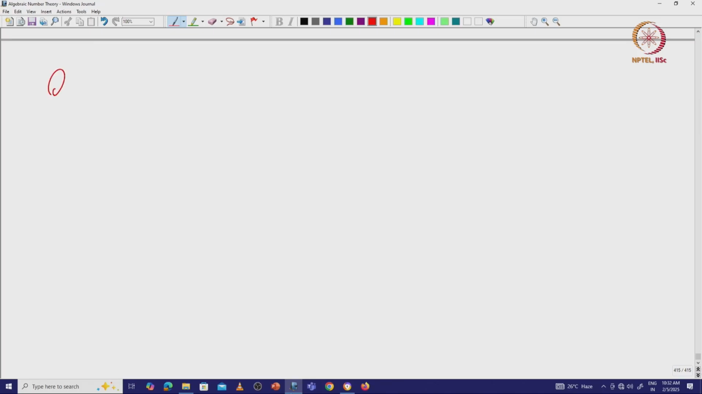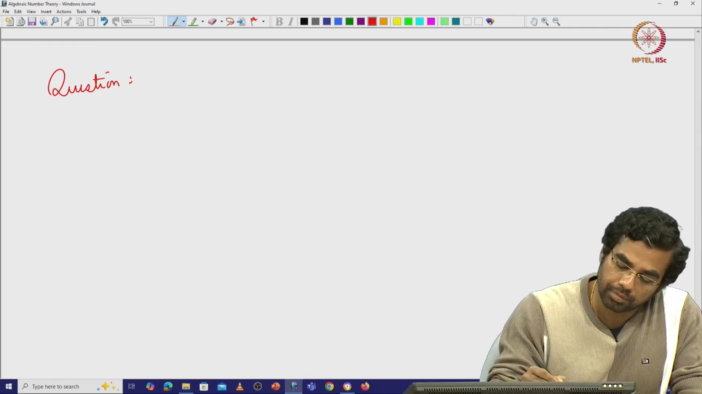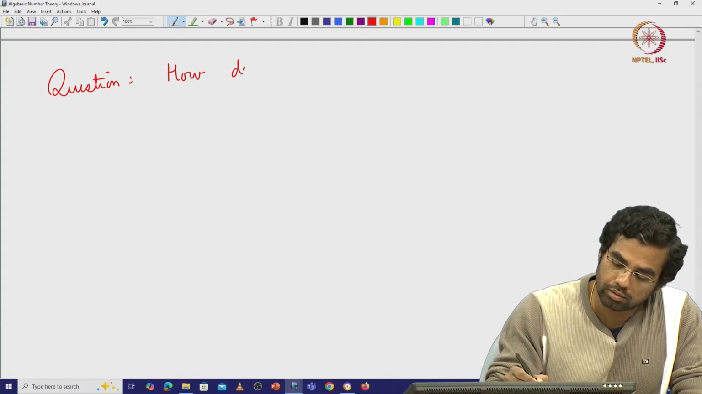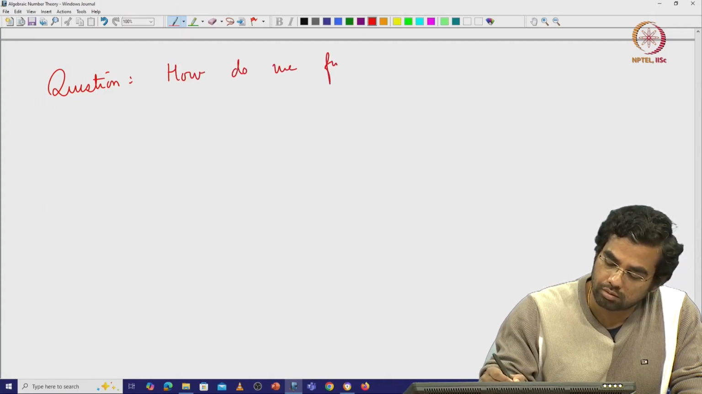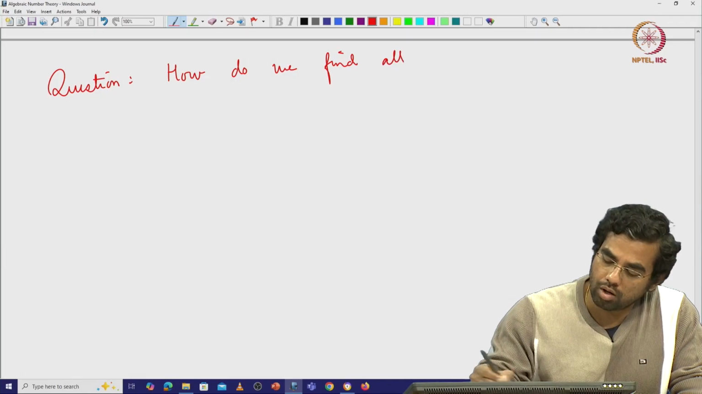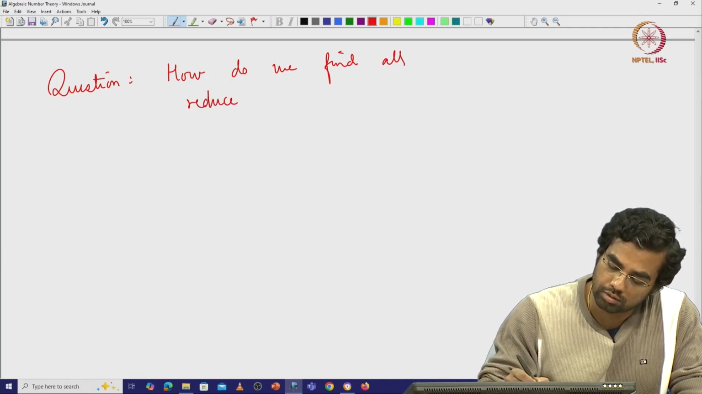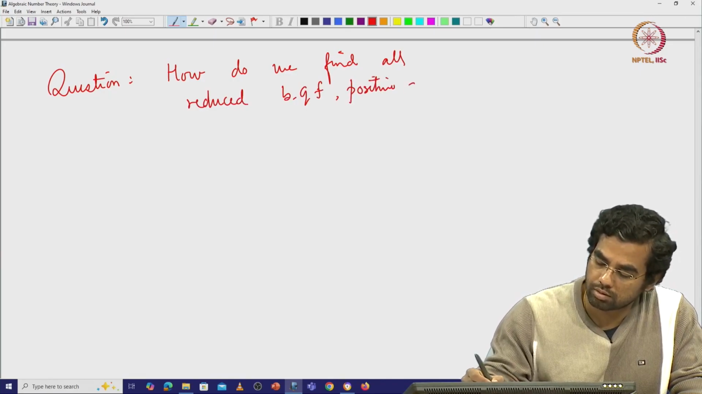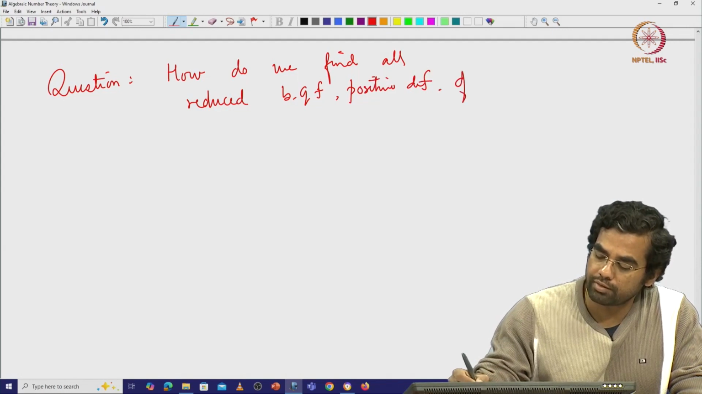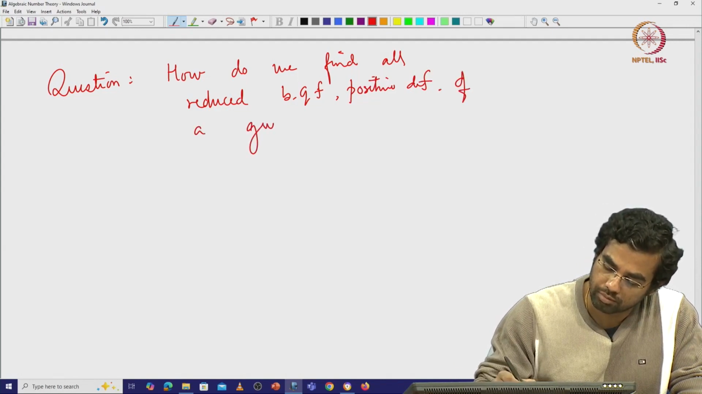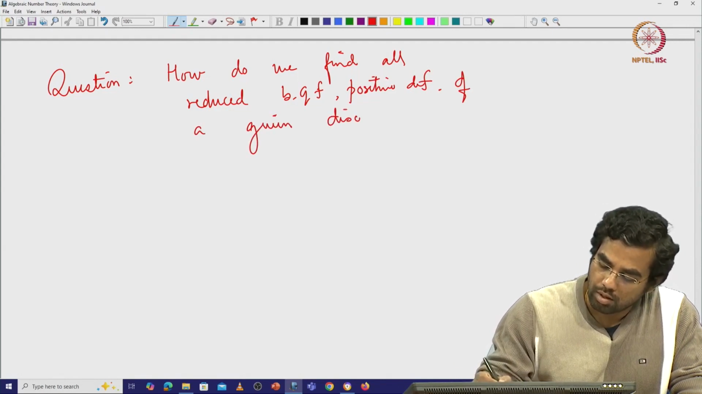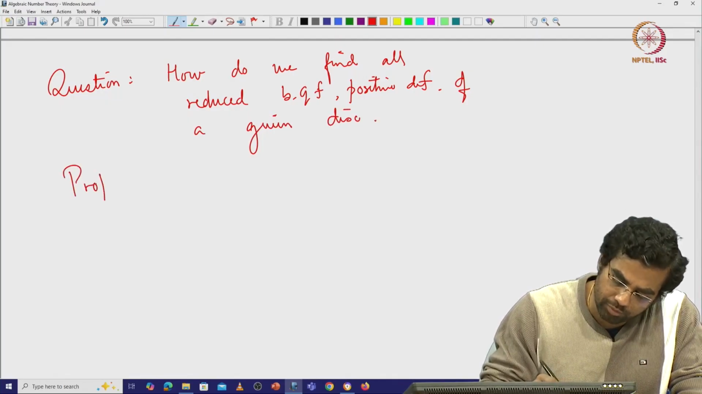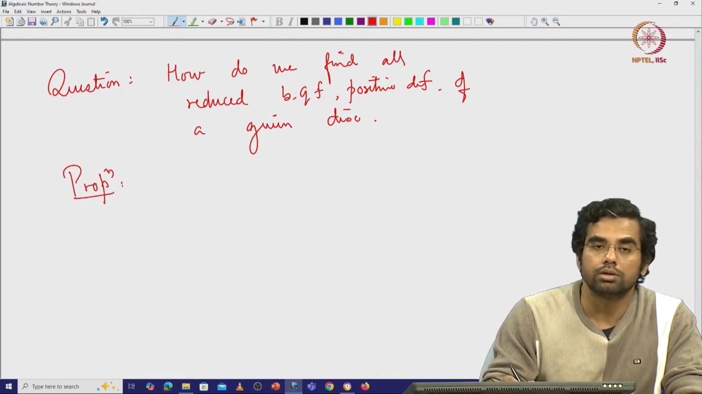So the next question that we are going to try to do is, how do we find all reduced binary quadratic forms, positive definite, of a given discriminant? But let me do a proposition before this, if it is not obvious.